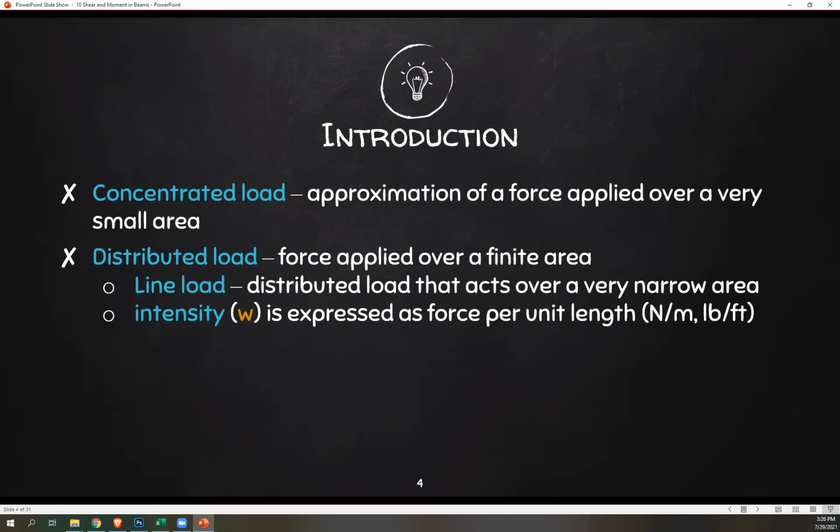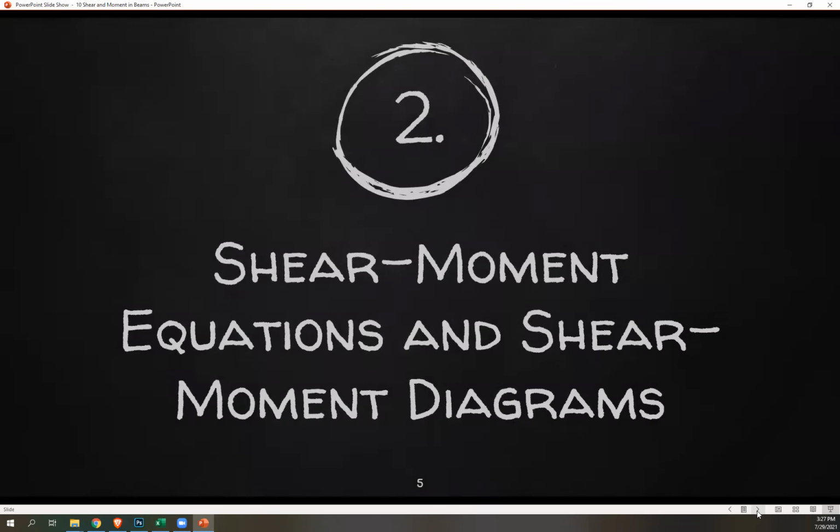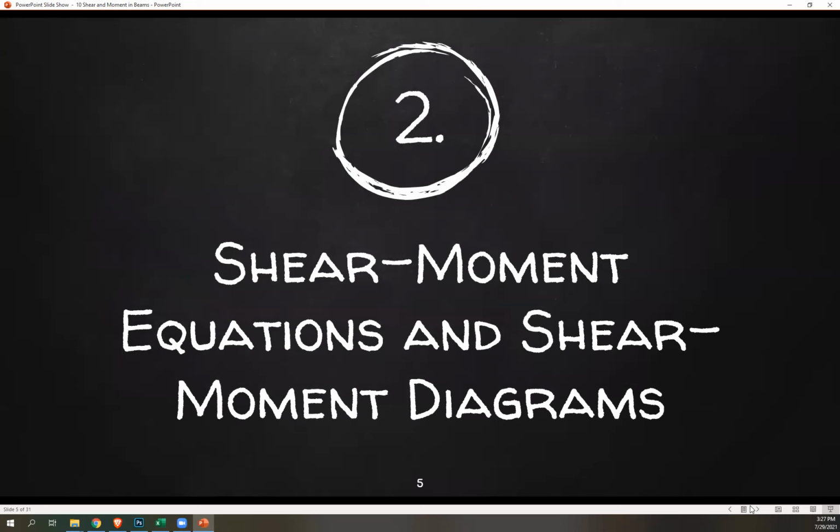It's expressed in terms of intensity, w, as force per unit length, which is newton per meter or pound per foot. You're familiar with this already. Concentrated loads are your F1, F2, etc. Distributed loads are the ones with your w, with a continuous parallel line for forces. Okay, so that was the introduction.